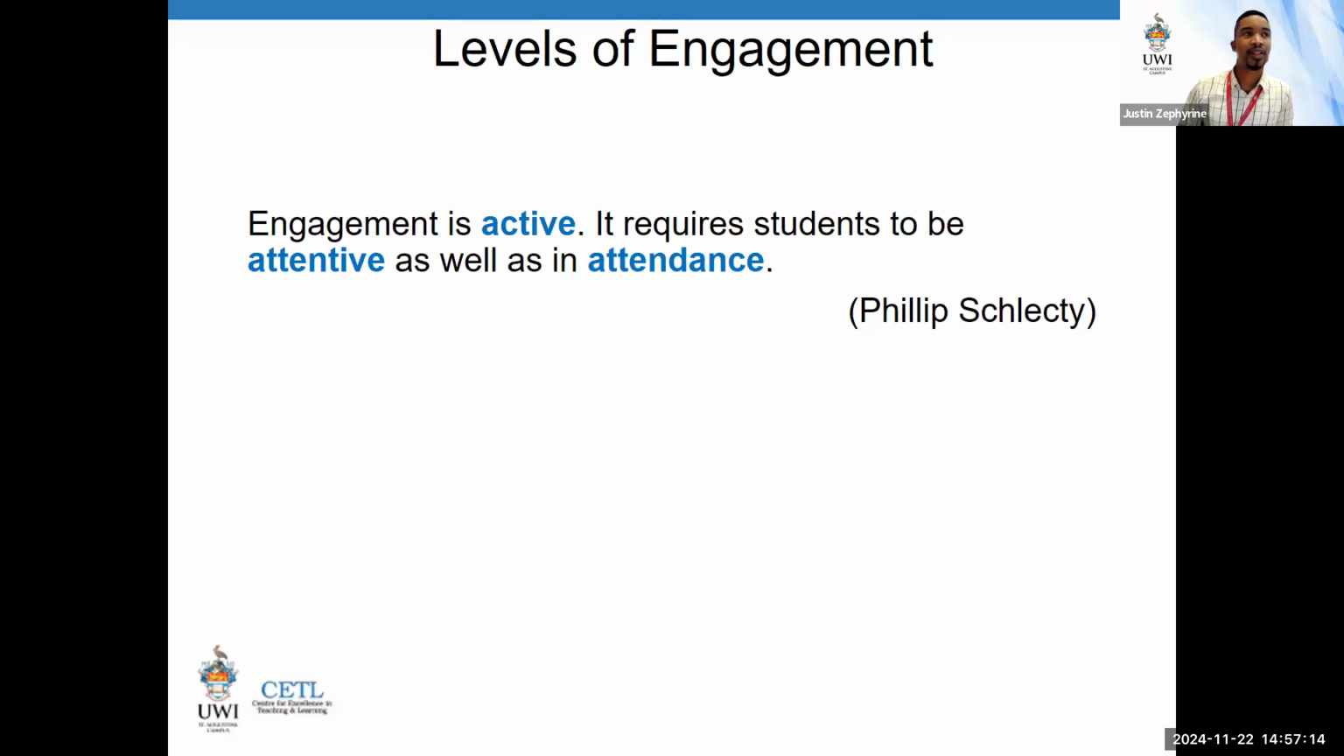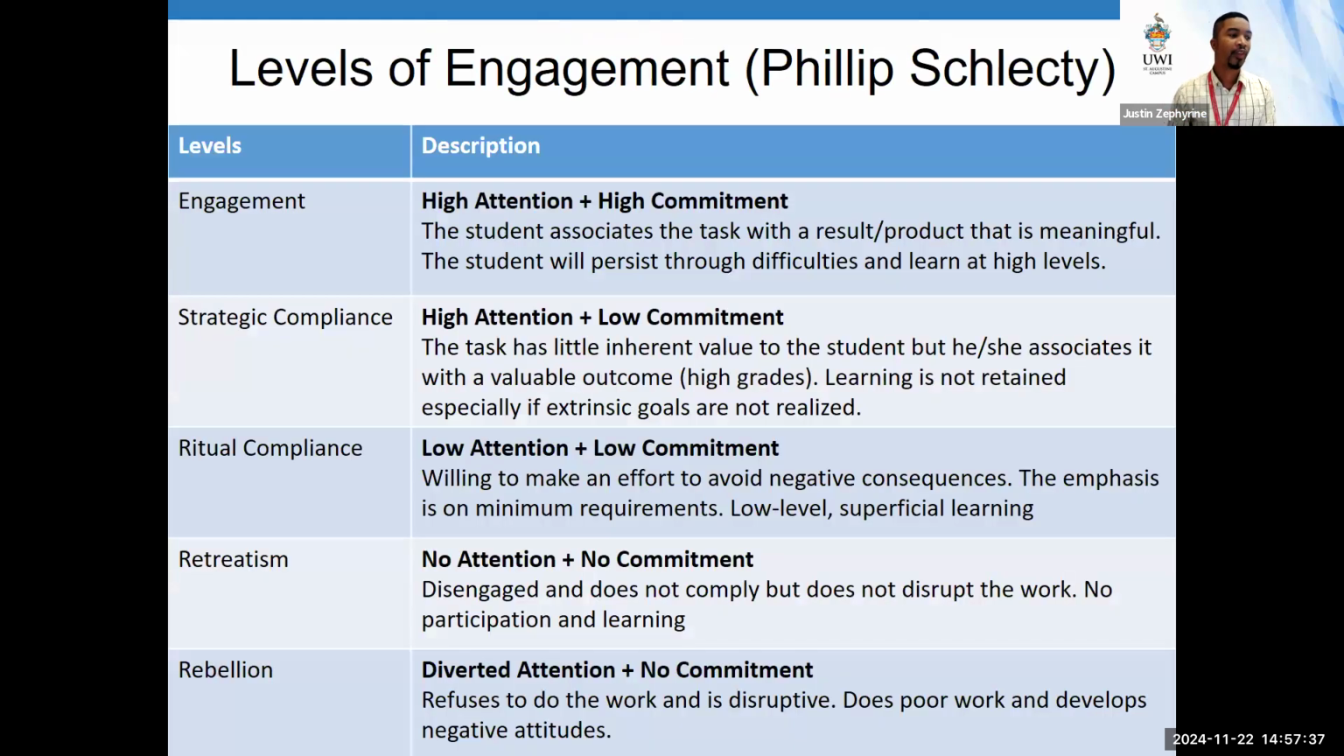So Schlechte is one of the, I don't want to say gurus, but probably a guru in student engagement. His definition is that engagement is an active thing. It requires one to be not just in attendance, but also attentive. In other words, focused. And Schlechte identified five different levels of engagement, and you see them here.